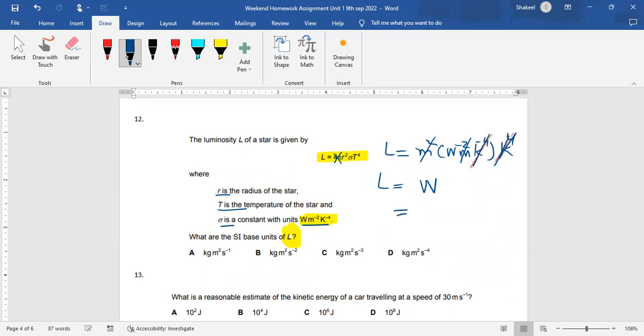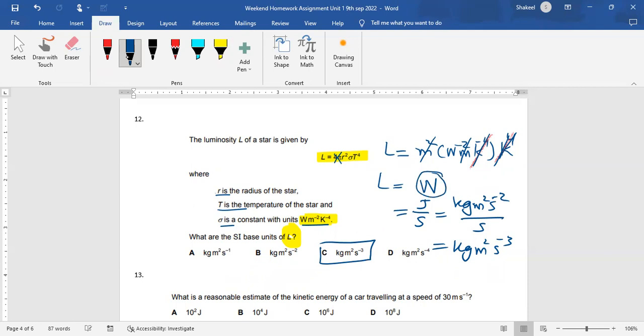And watt is the unit of power, and power is energy over time, which is joule per second. And joule is kilogram meter square per second square, over second. So that is kilogram M squared S minus 3. Kilogram M squared S minus 3. So you just have to convert, because watt was left over there. Now you have to convert watt.